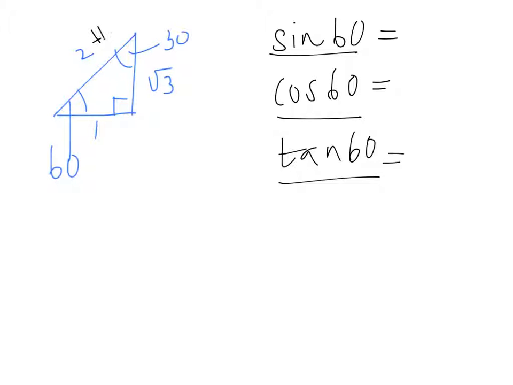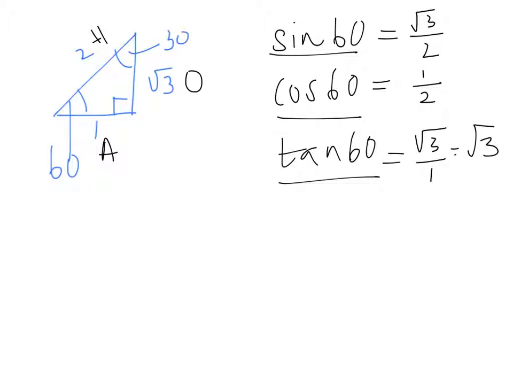If I then need to find those, I again label this triangle. This is still the hypotenuse. Now that I'm using 60 degrees as my reference, the 1 is going to be the adjacent and the surd 3 is going to be the opposite. So I've got for sine 60, surd 3 on 2, cos 60, 1 over 2, and tan 60, surd 3 over 1, which of course is just surd 3.